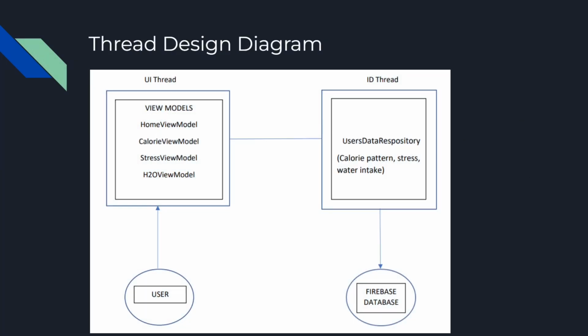Now we have our thread design diagram in which users ask for view models. We have four view models: the home view model, calorie view model, stress view model, and H2O view model. Then it goes to the user's data repository, in which we have different categories: calorie pattern, stress, and water intake. All the data about the calorie pattern, stress, and water intake is saved in the Firebase database.